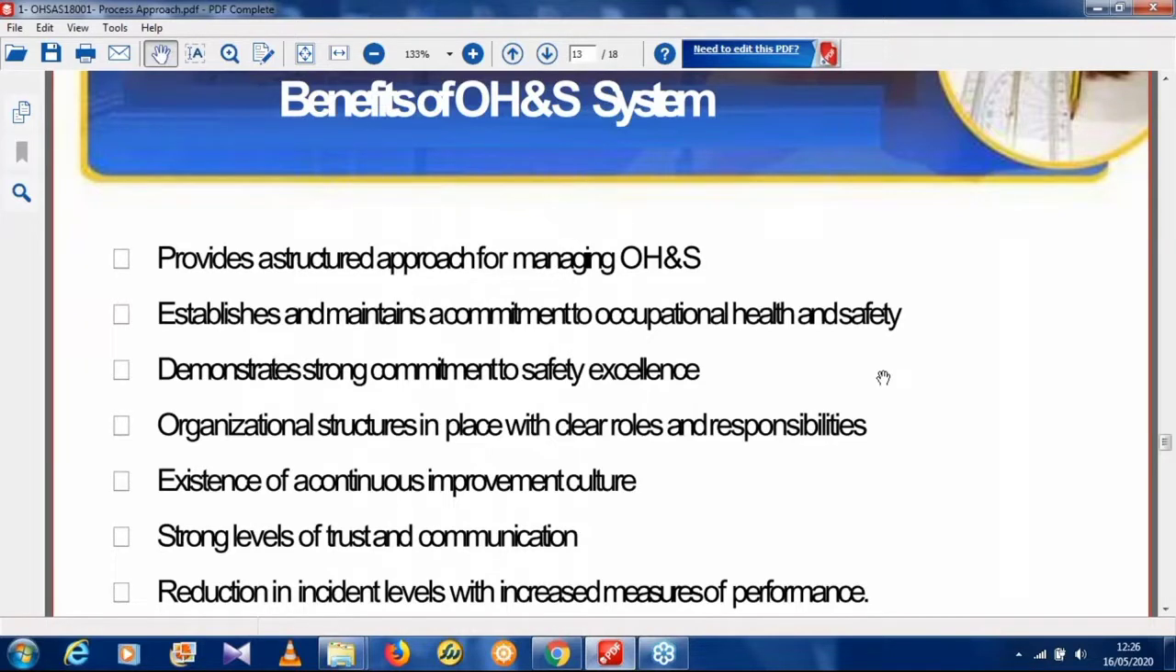So these are benefits. Then you also have the existence of a continuous improvement culture. In Japan, there's a word that is used to describe this. That word is called kaizen. Kaizen. That's continuous improvement. Once you've been able to achieve a certain level of compliance, then you should be able to do more.